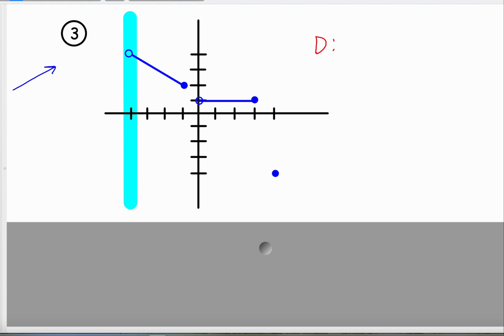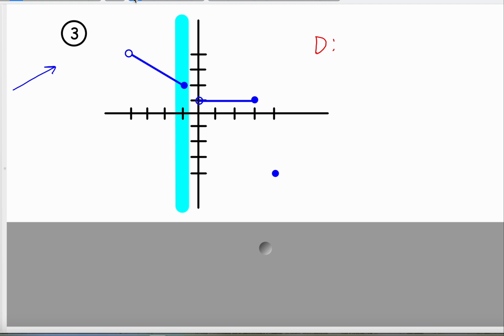So it's not going to beep at -4, but then it's going to beep anything greater than -4 until we get to 1 and including 1. So we're going to go -4 to 1. We're not going to include the -4 because it's an open circle, so we use a parenthesis, but we are including the 1, so we're going to use a bracket. So that's the first part of my domain.